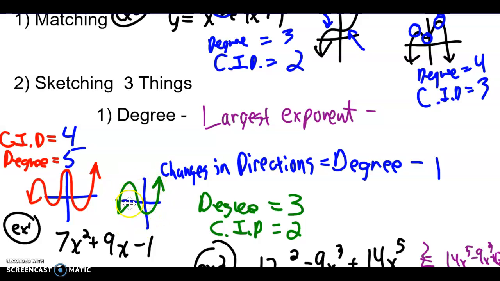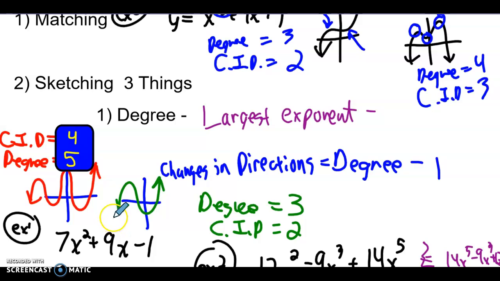So if I give you this graph right here, the green graph, how many changes in direction are there? 2. But what is the degree? Don't look at the answer. Yeah, it's 3. So you need to be able to go from the graph to the degree, and from the degree to the graph. So let's try this one right here. I'm going to cover it up. How many changes in direction are there? 1, 2, 3, 4. So the answer is 4. What is the degree? Now remember, the changes in direction is the degree minus 1. So just add 1 and you get a 5.